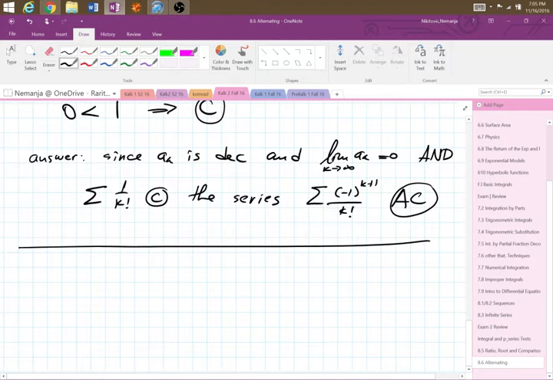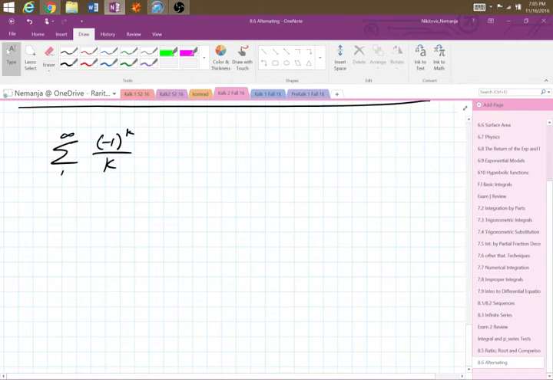Next example says summation of negative 1 to the k over k. What do we know about 1 over k? It's divergent. What's the name? It's the harmonic series and it diverges. All right, let's write it out. So we are talking about a_k, which is 1 over k.